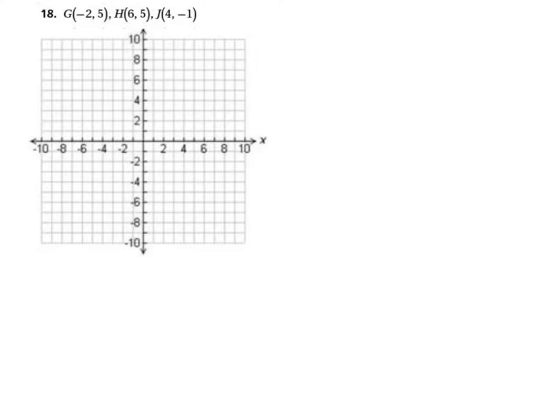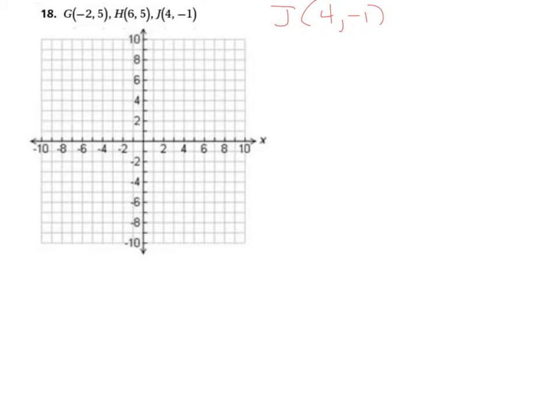Step 1, graph the points. Step 2, pick a point. I'm going to pick point J because I know GH has a 0 slope, so it will give me an easier equation for my substitution later on. So I'm picking point J, which was (4, -1).